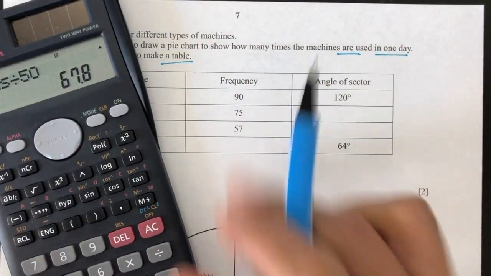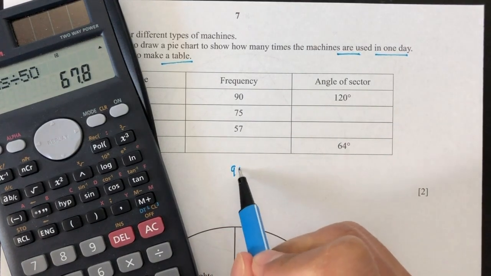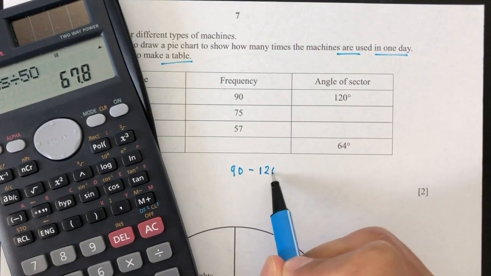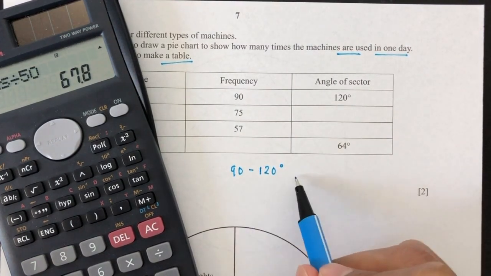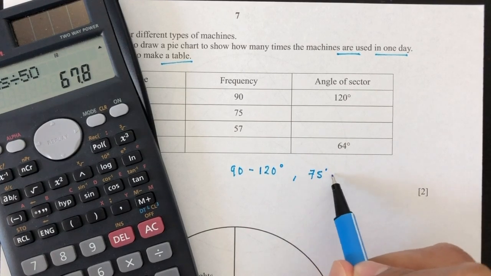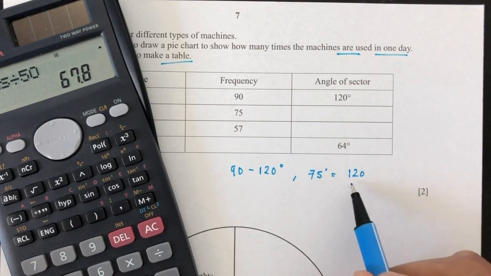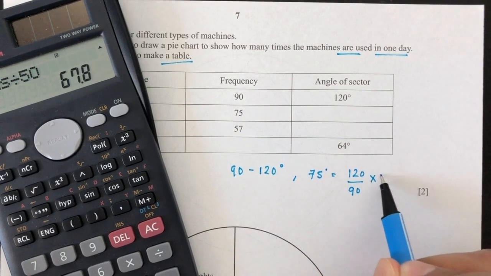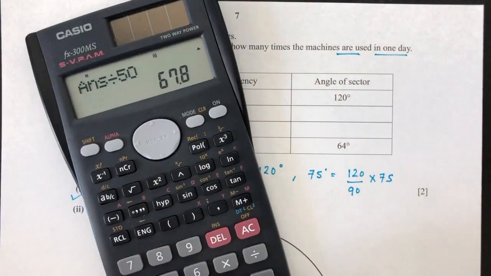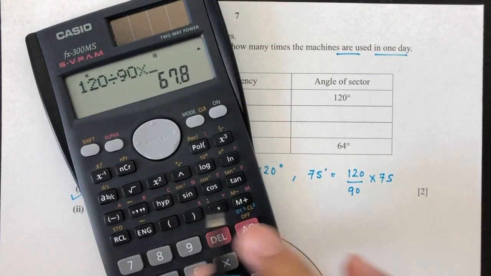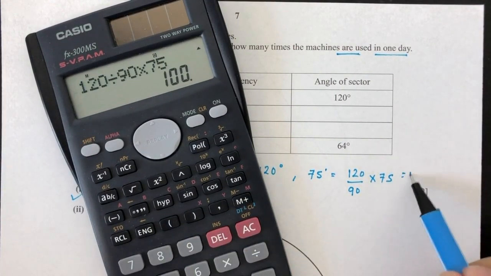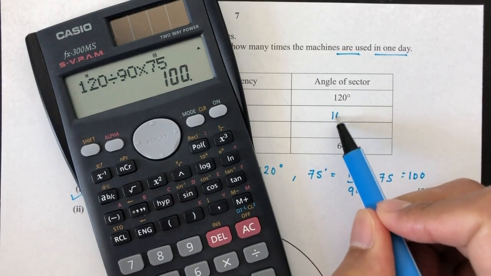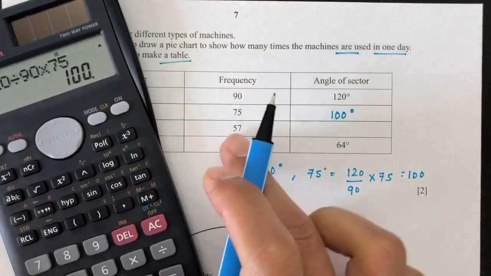As you can see here, 90 people means 120 degrees. How about 75? So 75 people will mean 120 divided by 90 times 75. That will be 100. So this one will mean 100.